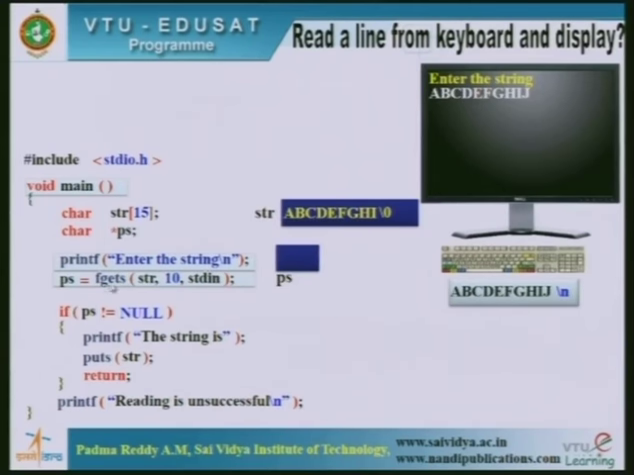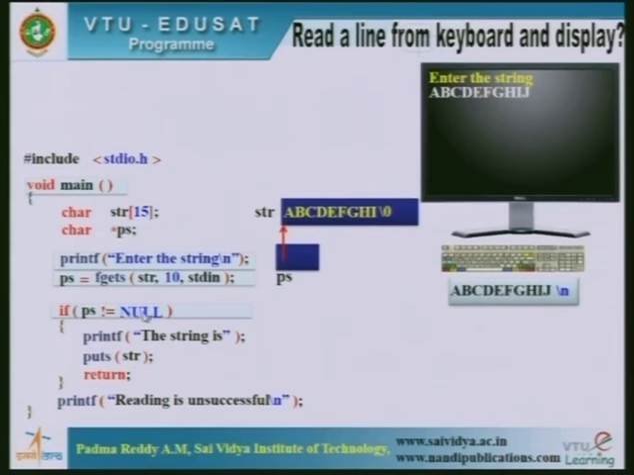Now the function fgets should return the address of the first byte of str, and that should be copied into which variable? PS. So here the address of the first byte will be copied into PS. This arrow mark shows PS is pointing to the string str. Now when control comes here, tell me, is PS null or is it not null? Because PS contains a valid address, definitely PS is not null.